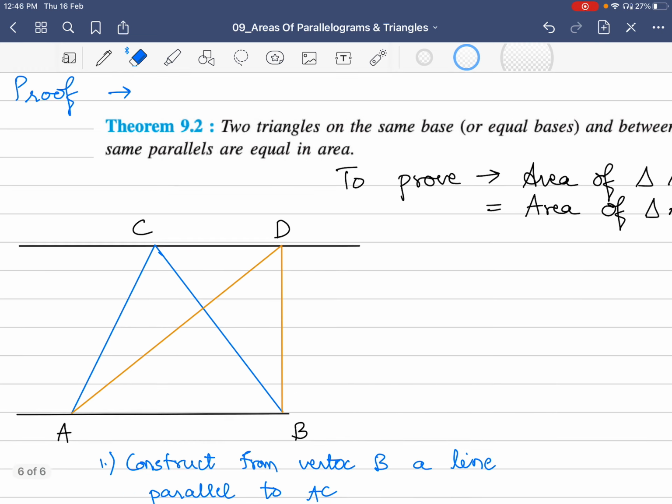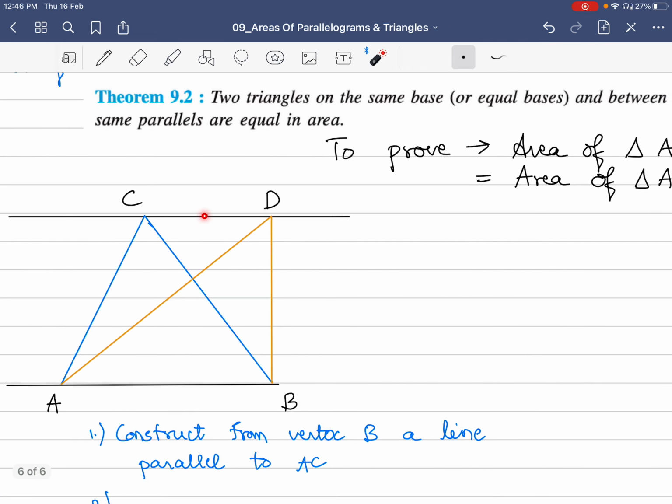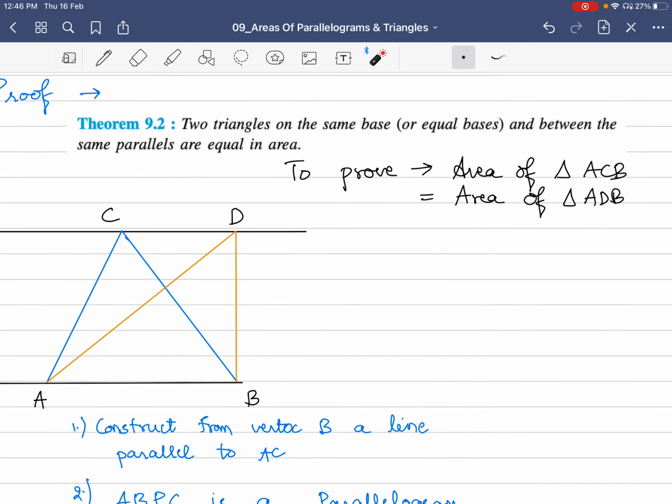So the original diagram was this, where we had two parallel lines and we had two triangles which are between the same parallel lines with the common base. And all we wanted to prove was that their areas will be equal. And that is what we have proved. This is an important theorem. We are going to use this theorem to solve a lot of exercises in our unsolved problems. That's it.